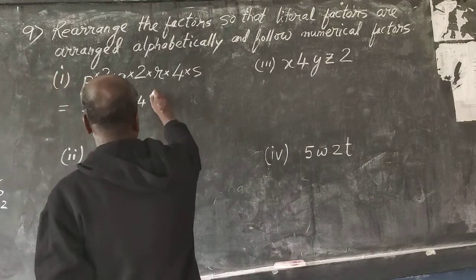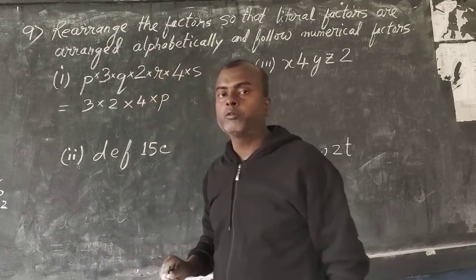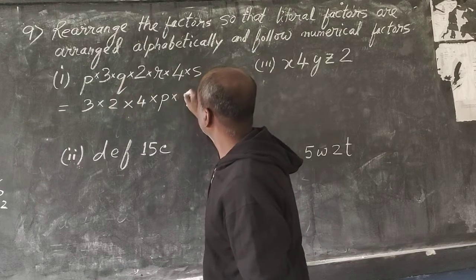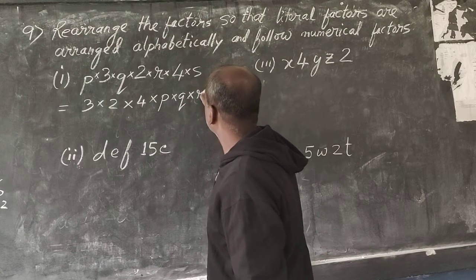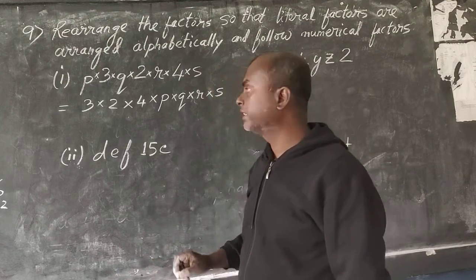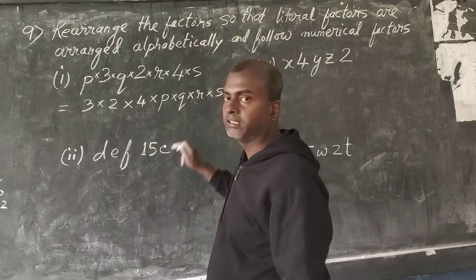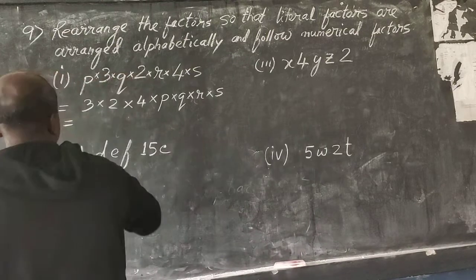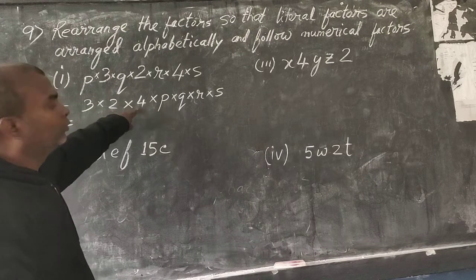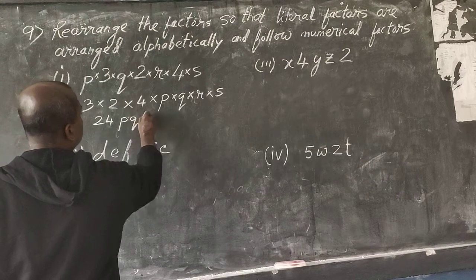And then comes the variables. P, and these variables also you have to write alphabetically. That means P should come first, then Q, then R, then S. Okay, this is called arranging alphabetically. As it is in the English alphabet, P comes first, then Q, then R, then S. Okay, the final answer will be, you can multiply these constants. 3 2s are 6, 6 4s are 24. So 24 PQRS.